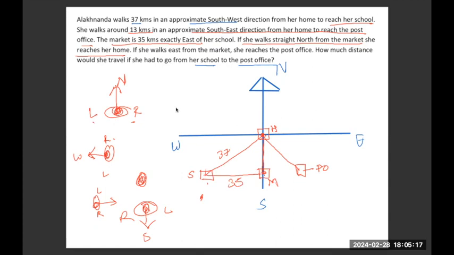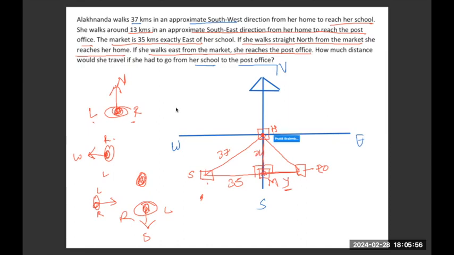If she walks east from the market, she reaches the post office. From the market, if she walks further east, she reaches the post office. So it's a perfect right angle triangle which is getting formed between the home, school, market, and the post office. This is a right angle. What it means is I can use the Pythagoras theorem very easily. I'll first find x here, and then I will go on to find y. I'm interested in finding the distance between school and post office, so the y part is extremely critical for me. But in order to find y and apply the Pythagoras theorem, I still have to find the x value, that is the distance between the home and the market.